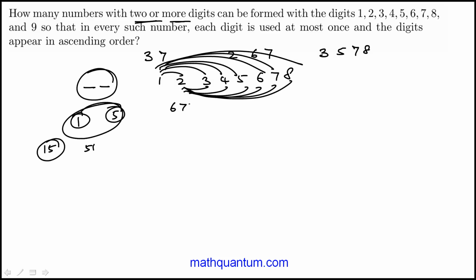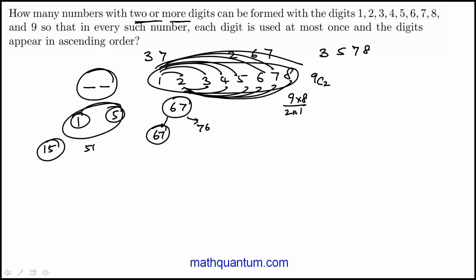Same thing with 6 and 7. You can either form a two-digit number, 67 or 76. Only one of them would be in ascending order. So it's really to figure out the number of two-digit ones. You're just looking at how many sets of two numbers I can select from a set of 9 numbers. So this is really 9C2, or 9 times 8 over 2 times 1. And that's 36. And this is what you would get if you did it this way.